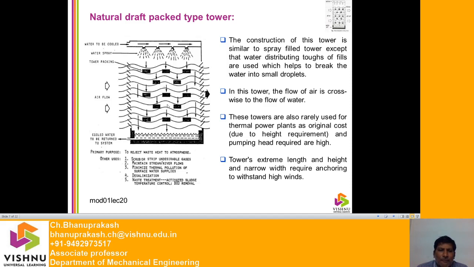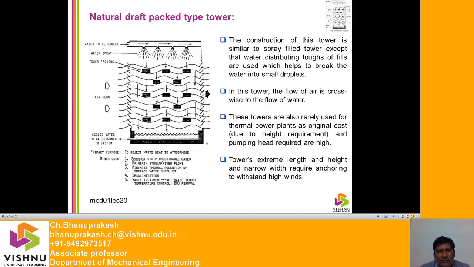This is for anchoring. Why will it be anchoring? Because to withstand high winds. Generally, if the wind is coming with very high velocity, then we require proper anchoring to withstand the particular velocity.